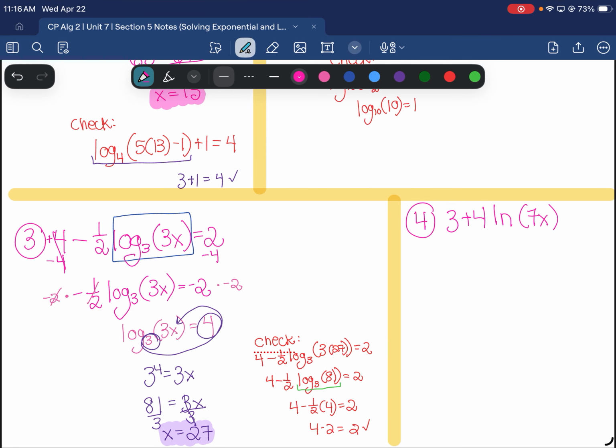Okay, 1 minute left. Can I just let you know that the answer to this one is going to be e squared over 7. Because there's a natural log, that's the base. So just be careful that you might get something like that as an answer. That is the exact answer that I'm talking about. Don't think it's wrong.